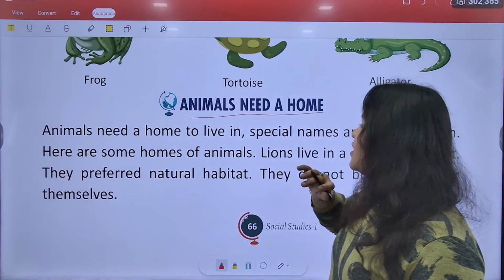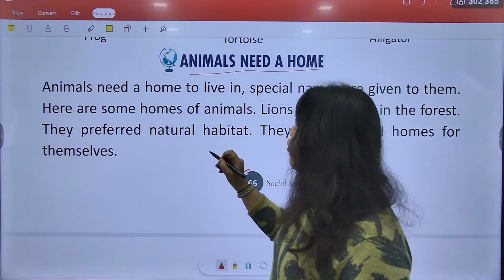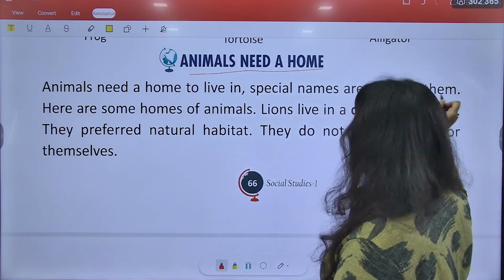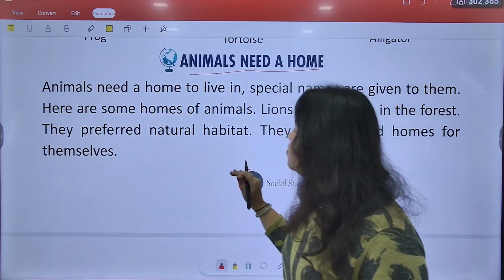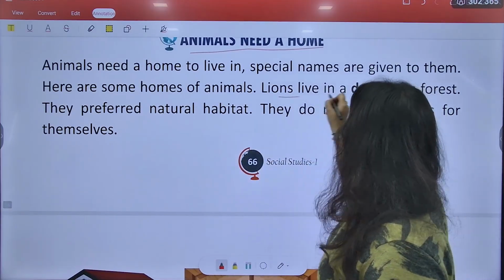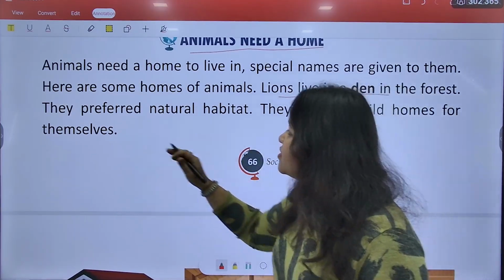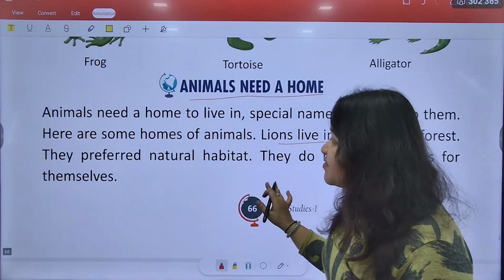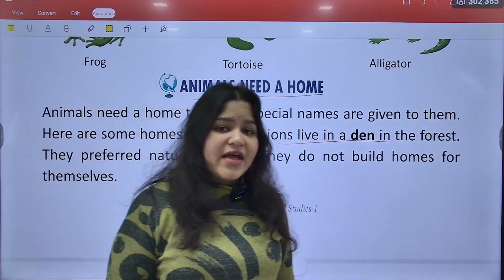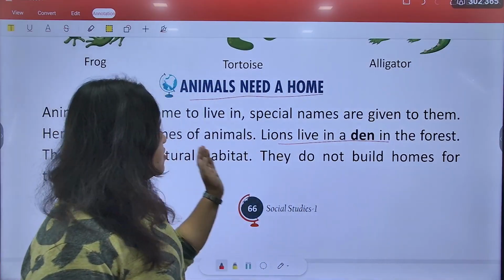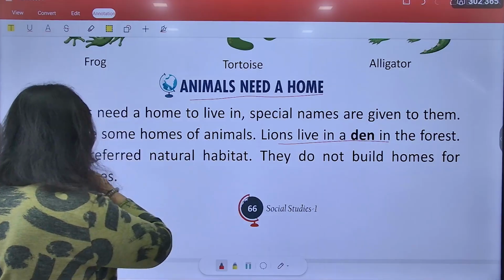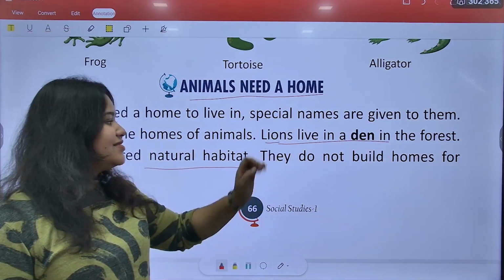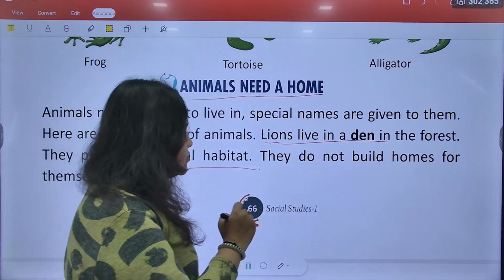Now, animals need a home to live in. Special names are given to their homes. Here are some homes of animals. A lion lives in a den in the forest. They prefer a natural habitat. They do not build homes for themselves. Those are natural habitats for them. An example is the lion. A lion lives in a den.